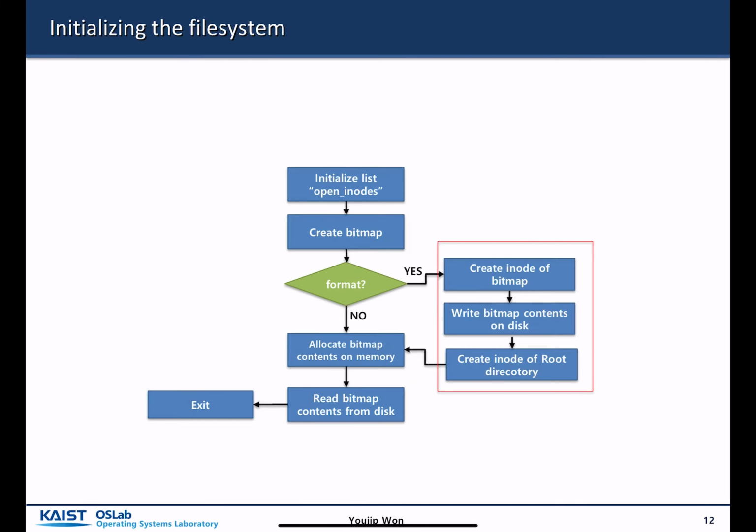Okay. So next, in the initialization of the file system, there are three steps: creating the inode of the bitmap, and of course, after you are done with initializing the bitmap array, you have to write it to the disk for synchronization purposes. And then you have to create the root directory, writing the contents of the bitmap to the disk and creating the inode of the root directory on the disk.